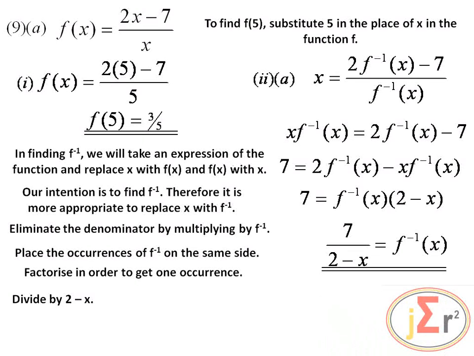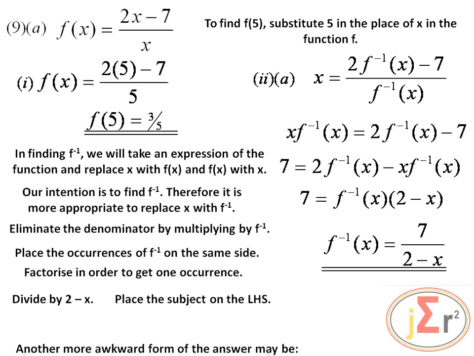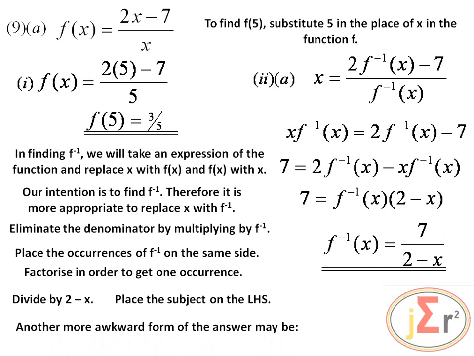Is that correct? I think we would want to write that expression with the f inverse of x on the left hand side, like so. So f inverse of x is equal to 7 divided by 2 minus x. Look at this. Another more awkward form of the answer may be this one.